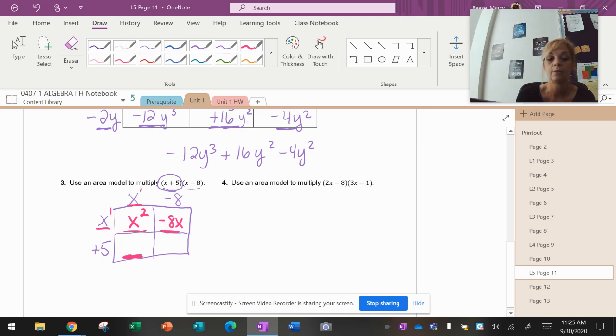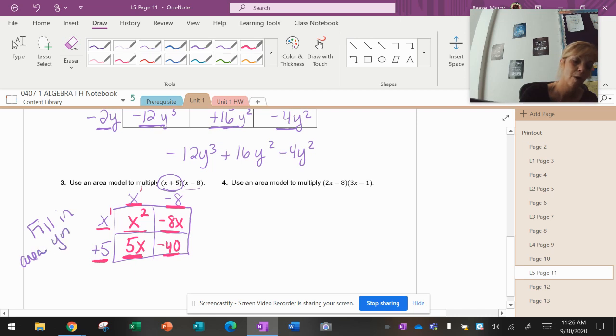When you do that one, it's this column, the x, times that row. The column, the x, and the 5 come together at that point. So x times 5 is 5x. And then the last one, the column has negative 8 on the top and positive 5 on the side. So negative 8 times 5 is negative 40. Okay, now what I did is, to fill in the area, you multiply. All right, so you multiply to fill in the area.